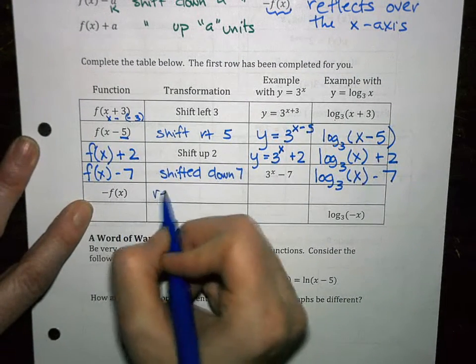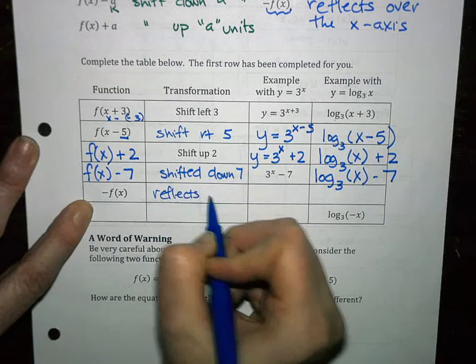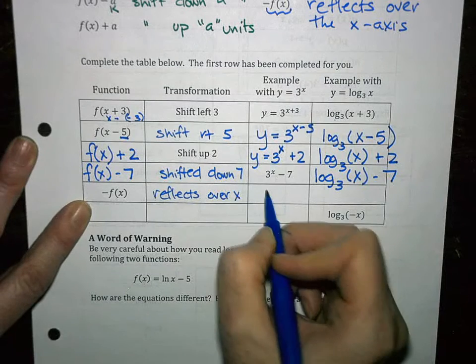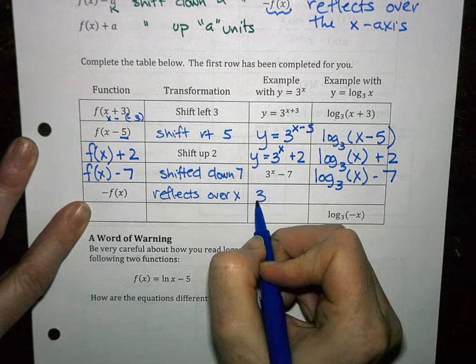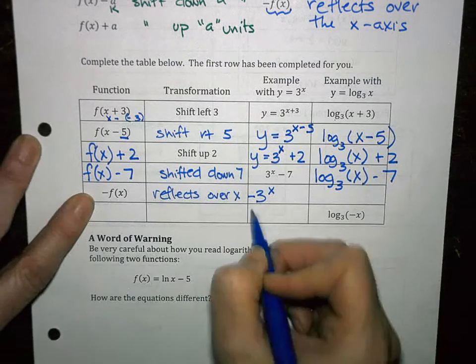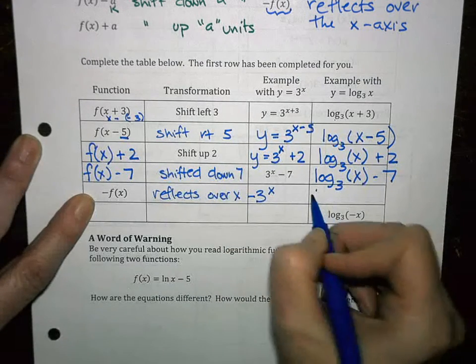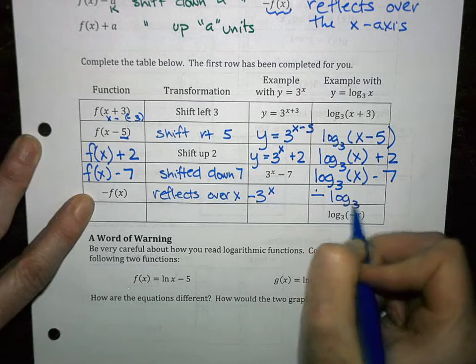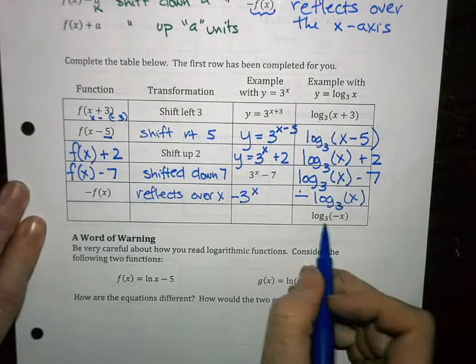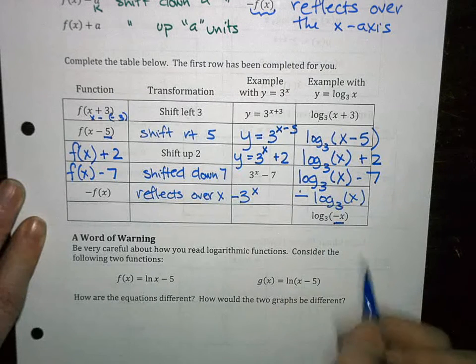Now, what's happening if I take the negative of the function? That reflects over x. And that is negative 3 to the x, because it's the negative of the whole function, and it's the negative of the log base 3 of x.